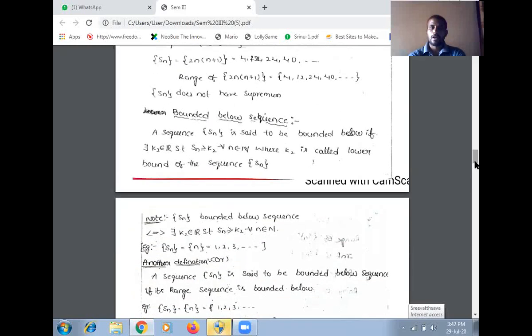Another definition: bounded below sequence. In the previous example we saw bounded above sequence. Here the definition is bounded below sequence. So what is the definition of bounded below? A sequence Sn is said to be bounded below if there exists K2 belongs to R such that Sn greater than or equal to K2 for all small n belongs to capital N, where K2 is called a lower bound of the sequence Sn.